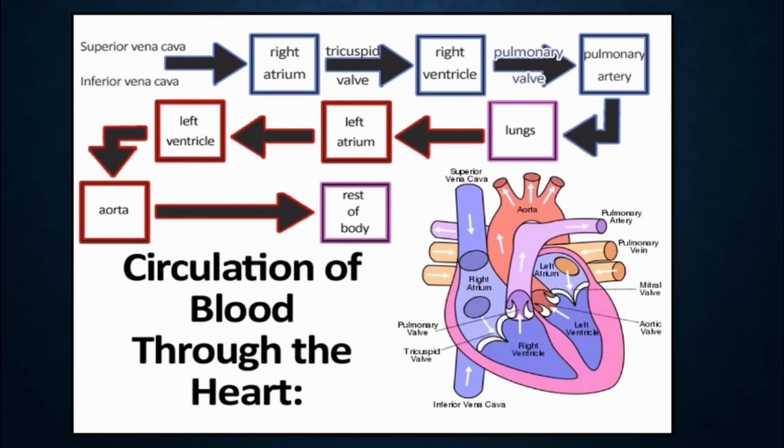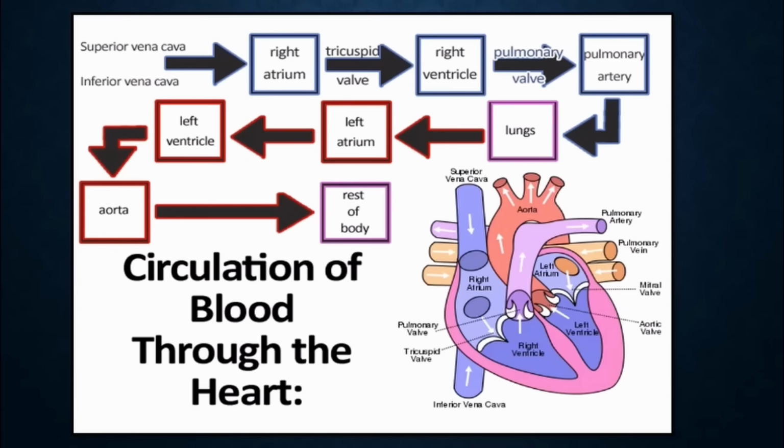Now the heart pumps the blood with the contraction and relaxation of the cardiac muscles, called systole and diastole. Coming to the flow chart of the circulation of blood, the deoxygenated blood is collected from the body by the superior vena cava and inferior vena cava and enters into the right atrium.